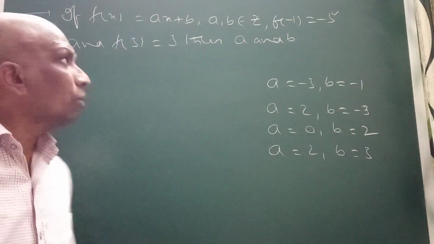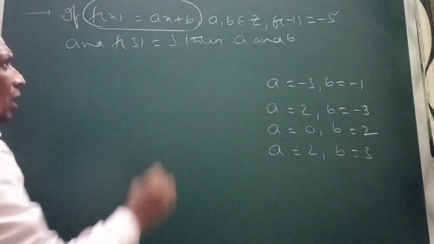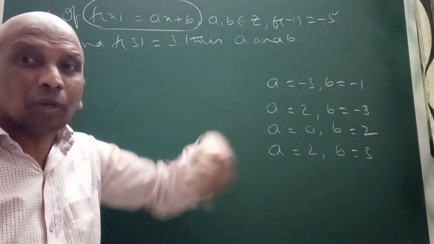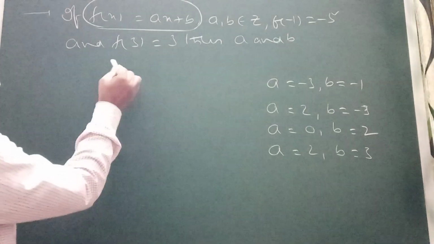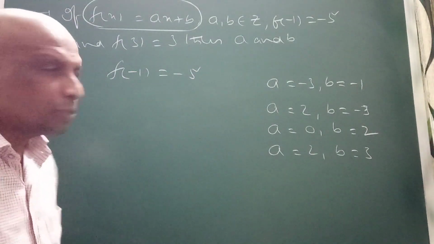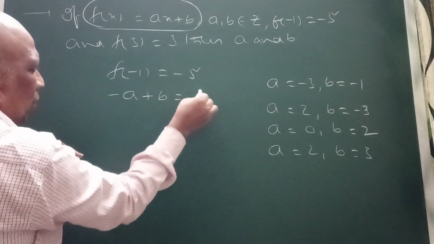Now see in this problem, this is a given linear equation, right? f of x equals ax plus b is given, a and b are integers. They have given f of minus 1 equal to minus 5. So you can replace x with minus 1: minus a plus b is equal to minus 5.